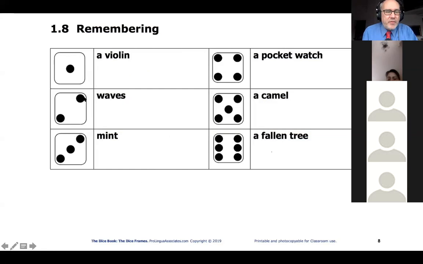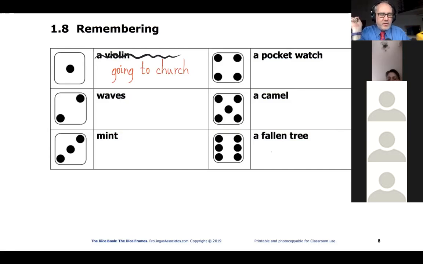Does that cause any memory for anyone? If it does, please write it in the chat box. I died by bees. And I will continue to roll the die and ask you for other memories. So our second roll is a 1, but you can see 1 has already changed. It is now going to church. Is there any memory associated with going to church? My dad falling asleep and snoring loudly. Good.